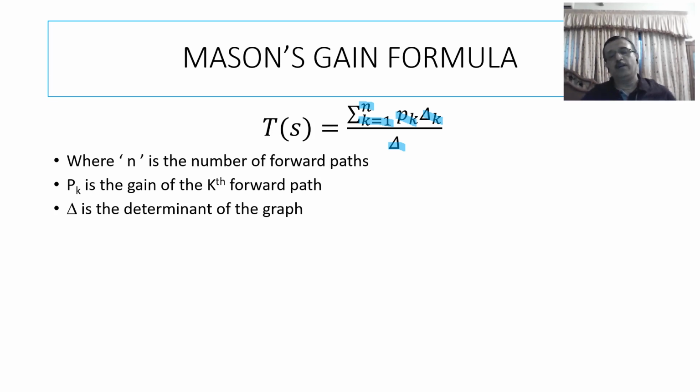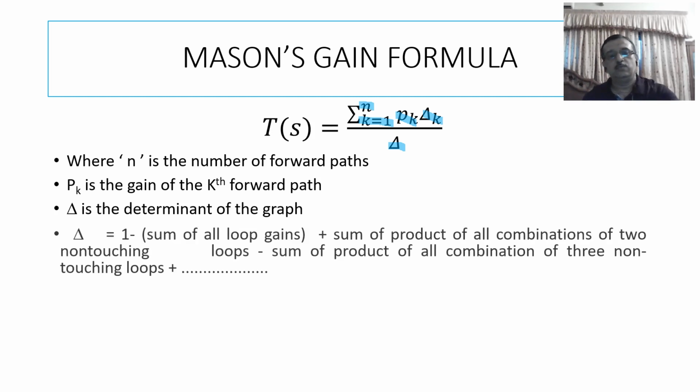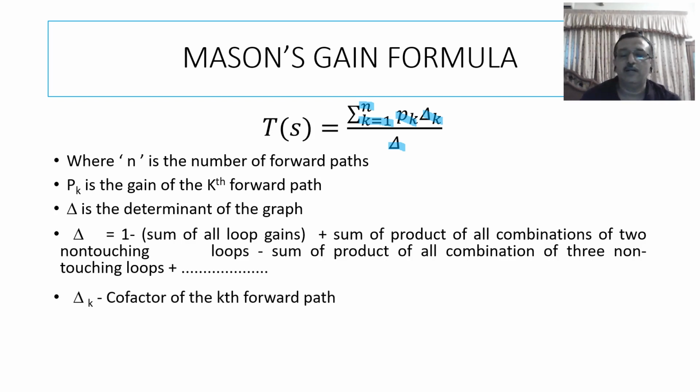So we have a signal flow graph. Delta is the determinant of the graph. So what is delta? How will we get delta? Delta is 1 minus sum of all loop gains plus sum of product of all combinations of two non-touching loops minus sum of product of all combinations of three non-touching loops plus so on and so forth. What is delta k? It is the cofactor of the kth forward path.